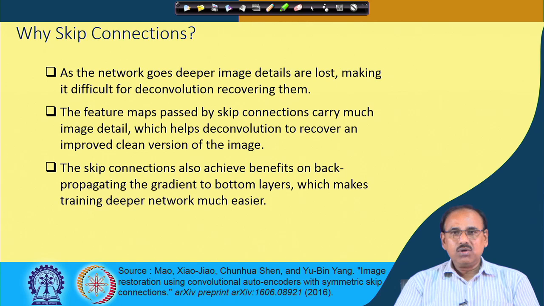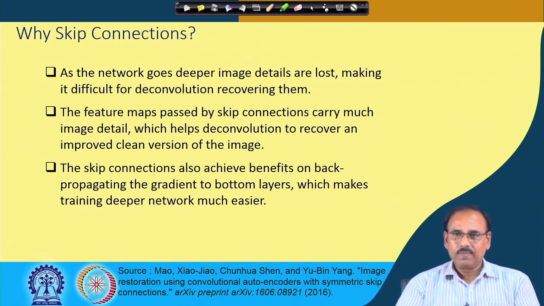The skip connection also helps in the backpropagation algorithm that we have seen earlier. When the network becomes very deep, or the number of layers is very large, it suffers from a problem which is known as the vanishing gradient problem. So, this skip connection helps to solve or to avoid that vanishing gradient problem during the training of the neural network.